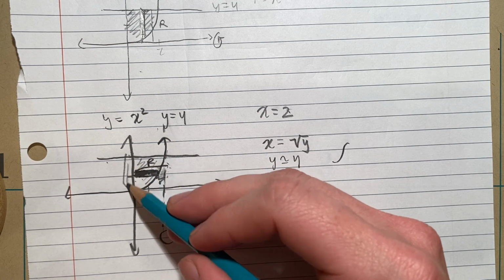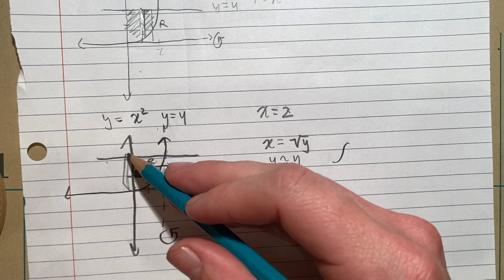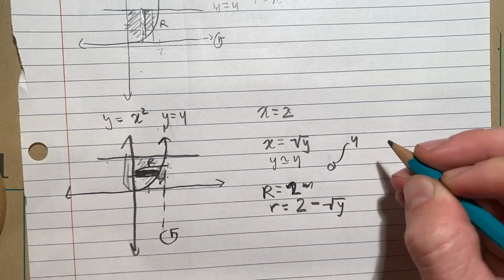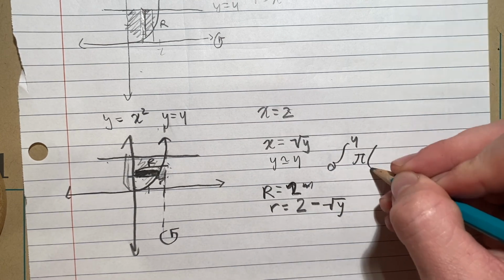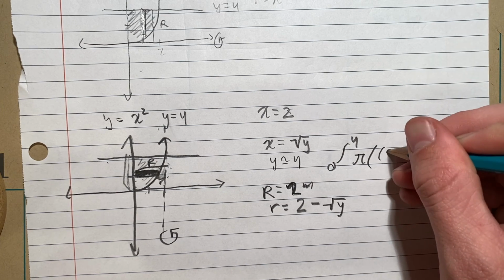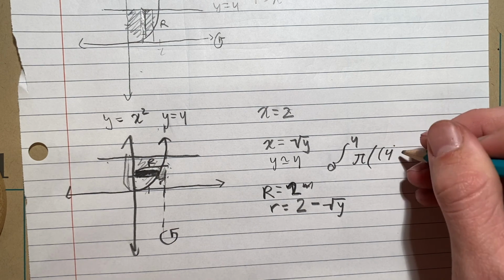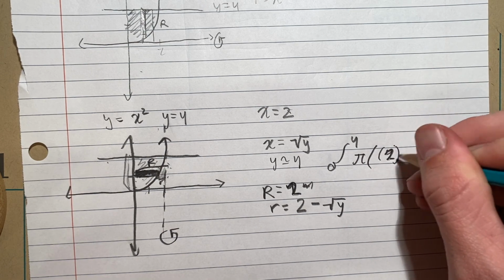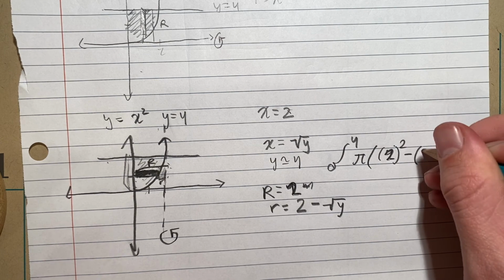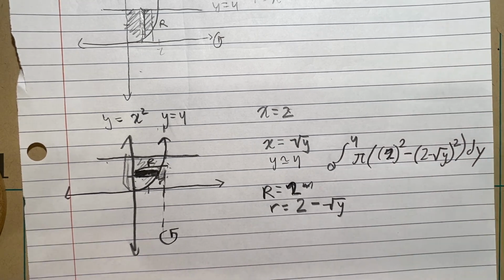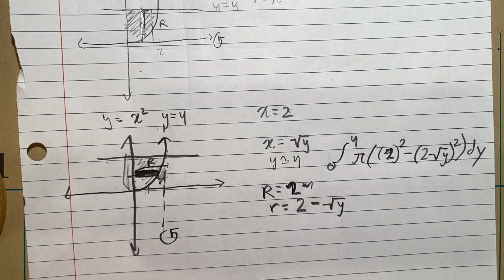So if we look at this, we're going to be integrating from 0 to 4 because we're going horizontally, right? So it's going to be from 0 to 4 of pi times big R, which is simply just 2 squared minus 2 minus the square root of y squared dy. So now we got to there, and yet again, we see the common thing that we really don't need to move on too much from this.